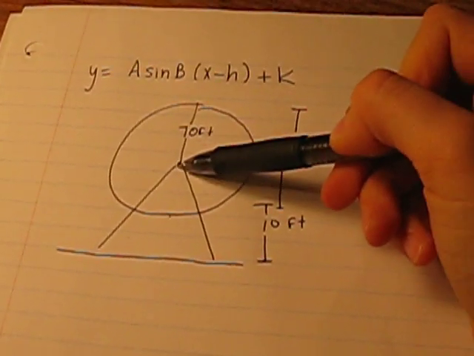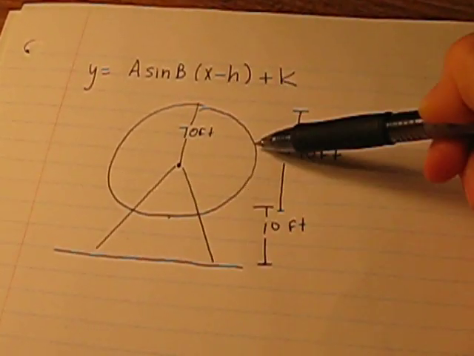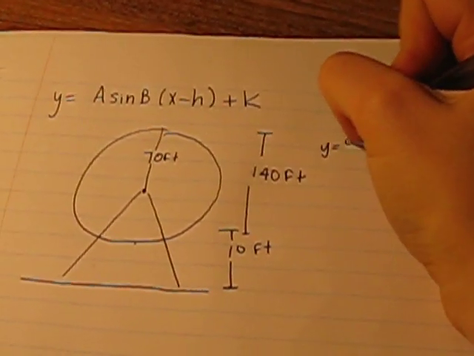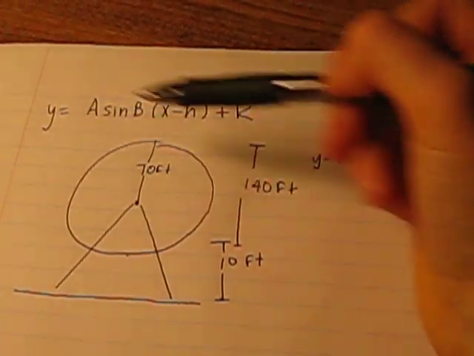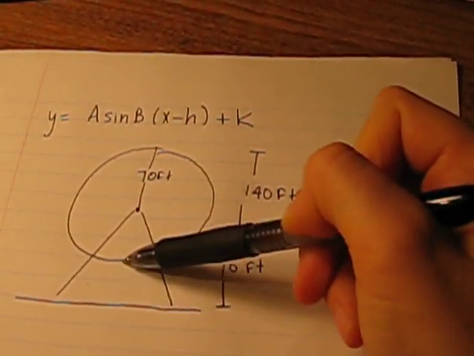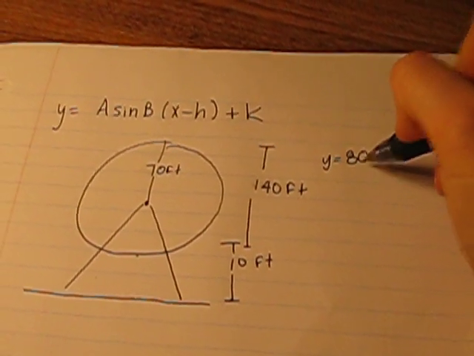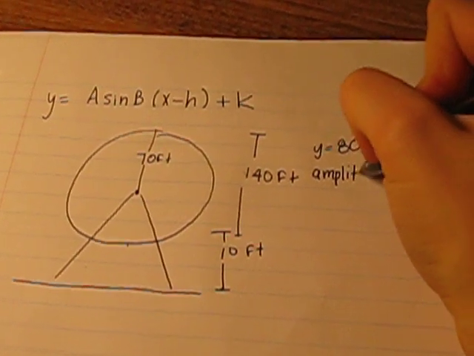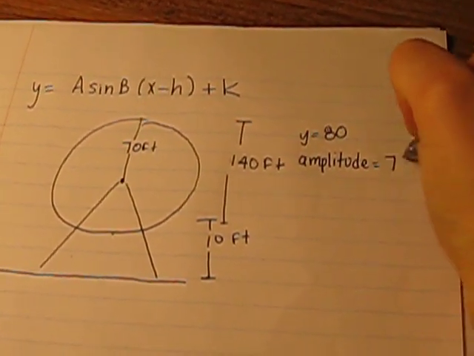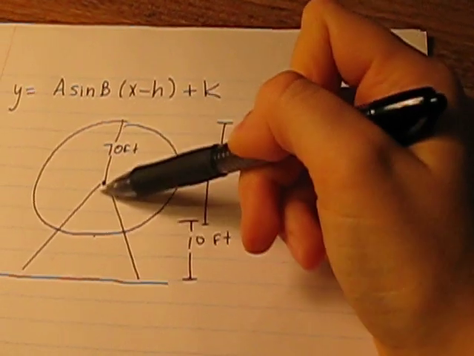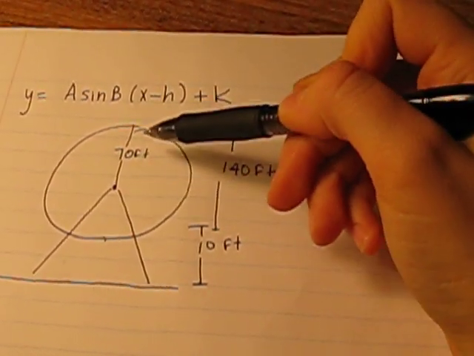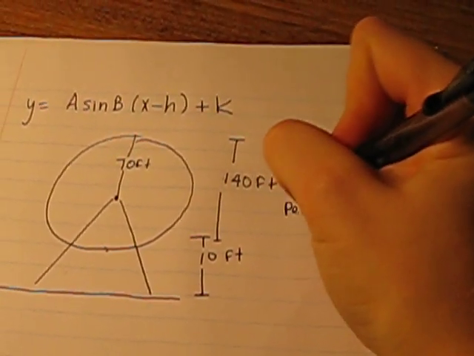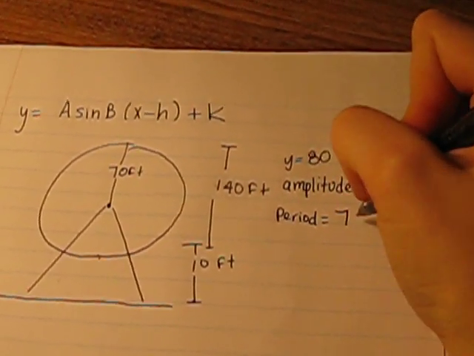Since this is the middle of the circular motion of the Ferris wheel, the axis of wave is y equals 80. It's 10 feet off of the ground and 70 feet up, which gives you 80. The amplitude is 70 because it's the height of the function divided by 2, aka the radius. The period is 7 minutes.